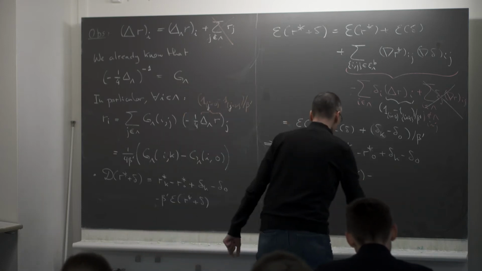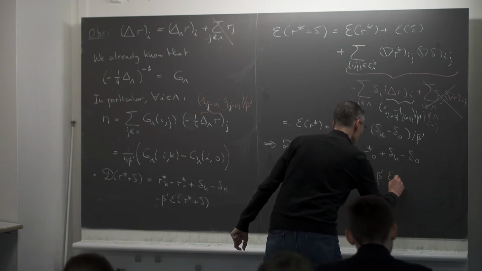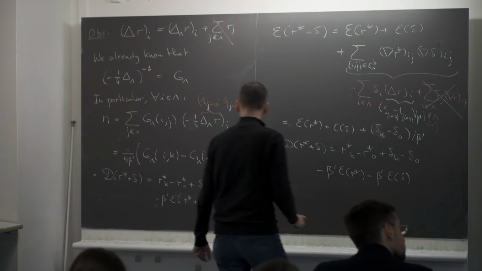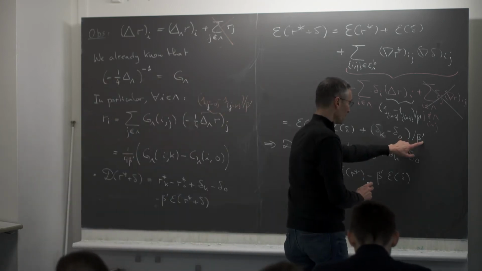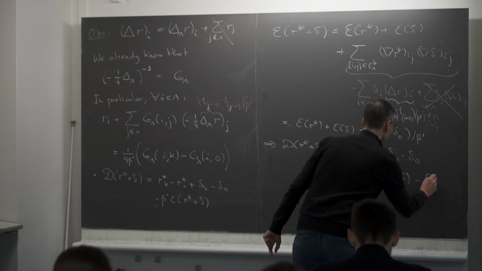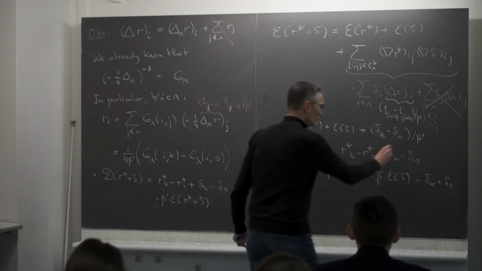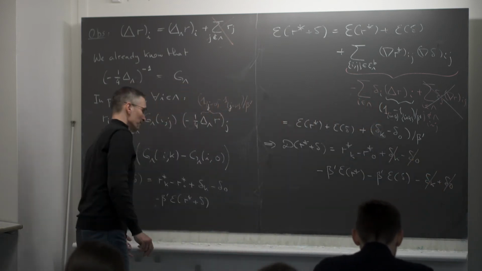No, probably it's fine. Beta prime E of r star minus beta prime E of delta. We'll see in the end what we get. And then I still get this guy. So the beta prime cancel. So I get minus delta k plus delta 0. Okay. So this is good because this makes all this guy disappear.